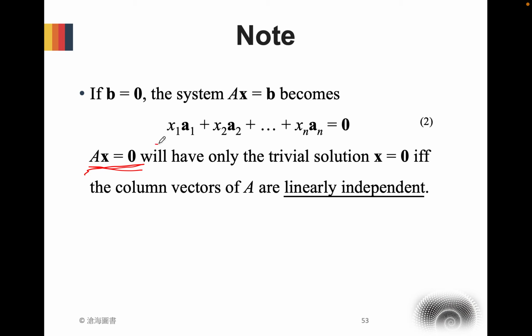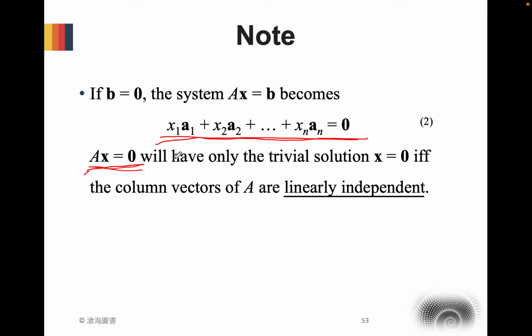And this equation looks quite familiar, right? Remember that when we want to check whether a1, a2, and an are linearly independent or not, we write this equation down and check whether it has only the trivial solution. Remember that? So right now, if the right hand side of the linear system is equal to the zero vector, then we can write this equation down, and it represents Ax equals 0.